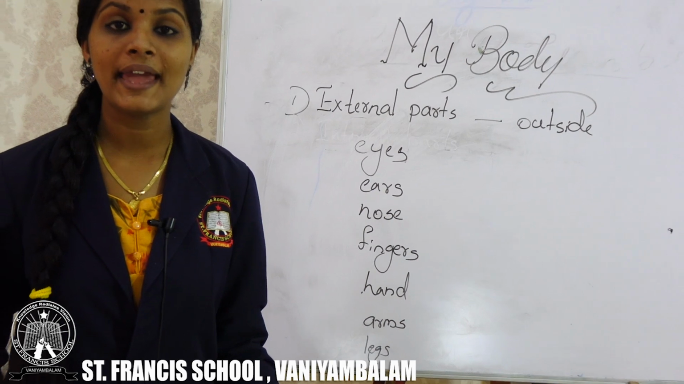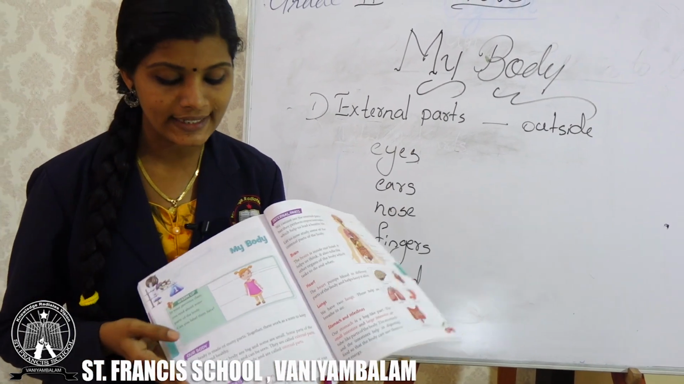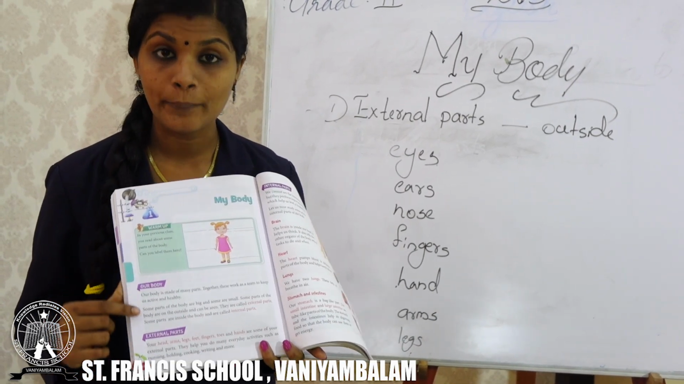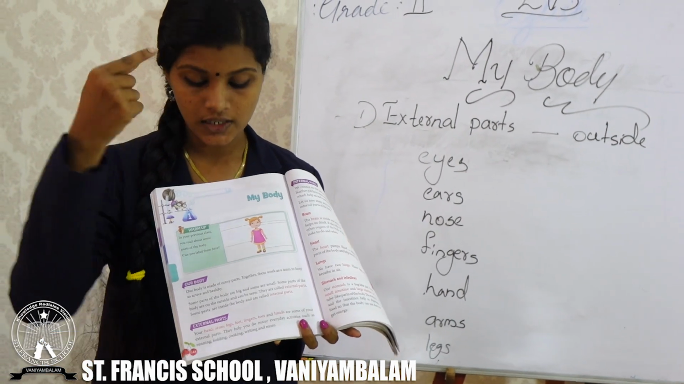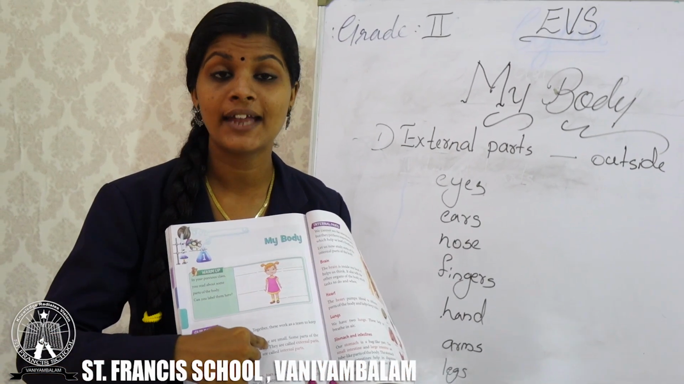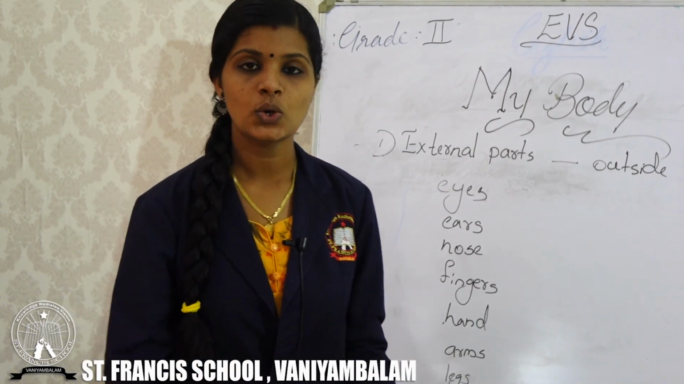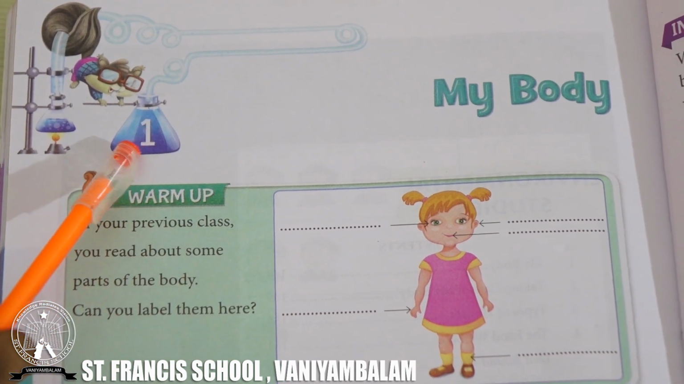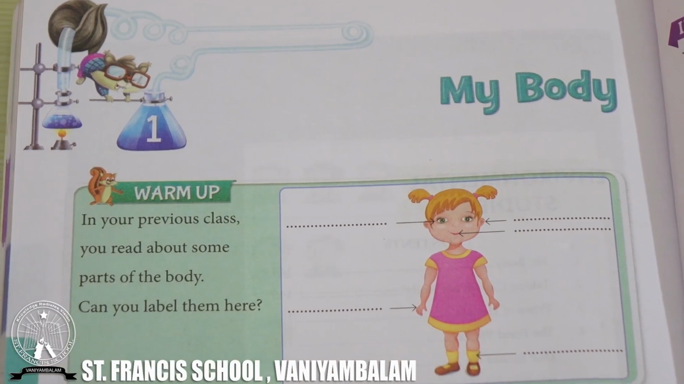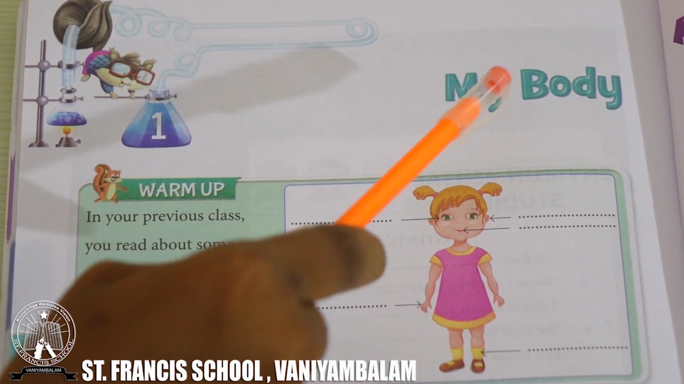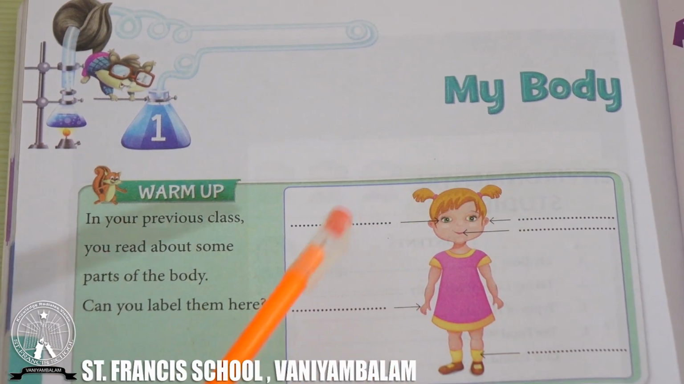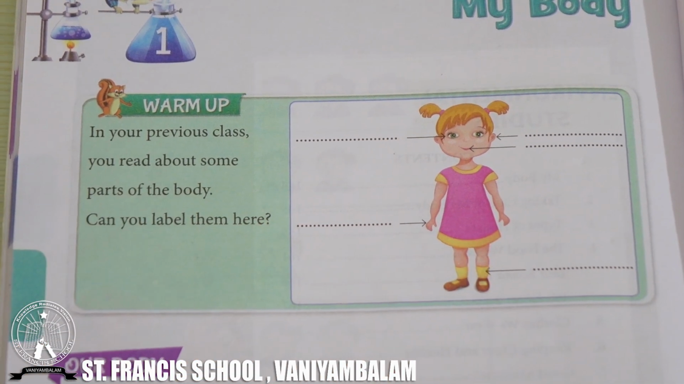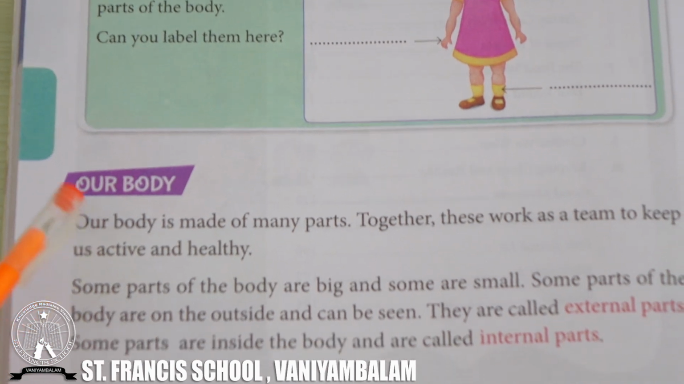Now all of you take page number 144 in your textbook. So you can just read this paragraph. All of you open your textbook, keep your finger where I am going to read and read with me. Okay, so we can start. Lesson 1, my body. Once again, lesson 1, my body. So here you can see the picture of a girl. What you want to do is label the parts with your pencil.